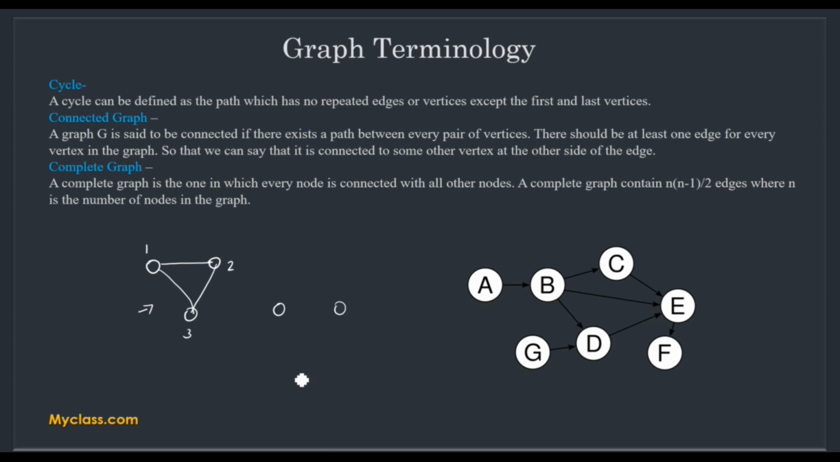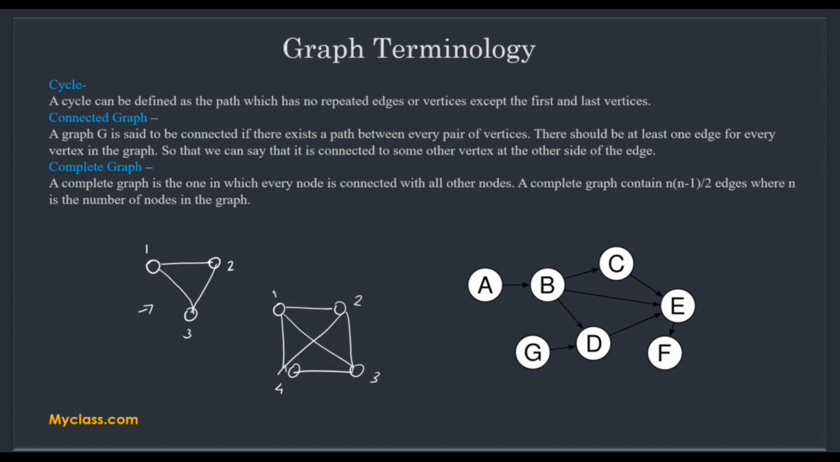When we consider 4 vertices, see, 1 is connected to 2, 4 and 3. Then 2 is also connected to 1, 3, 4. 3 is connected to 2, 1, 4. 4 is also connected to 2, 1, 3. So we can say that it is a complete graph with 4 vertices.